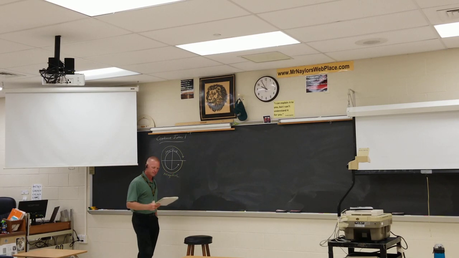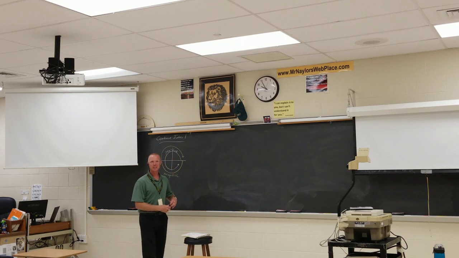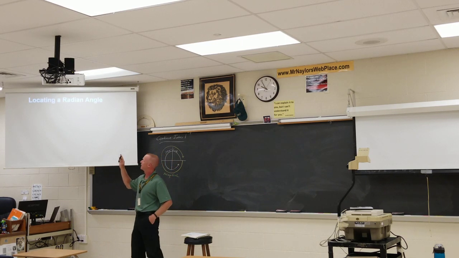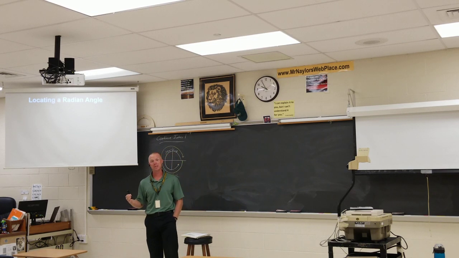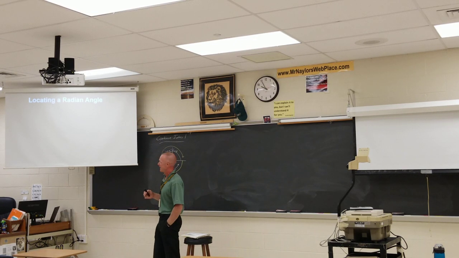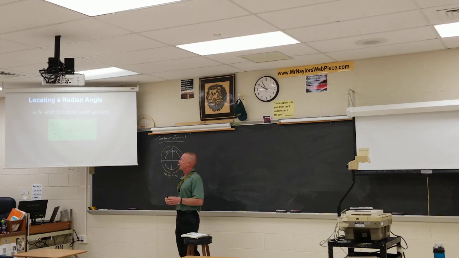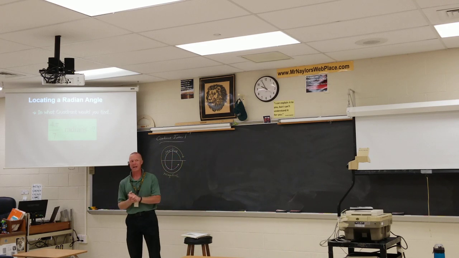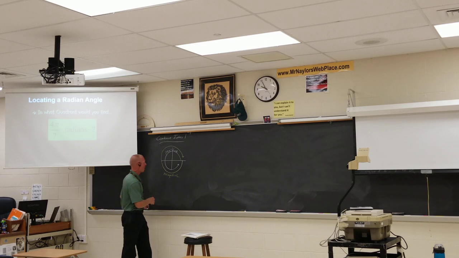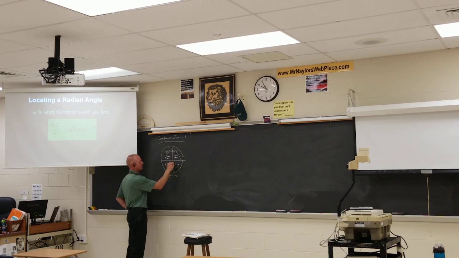Now, let's dig a little deeper into radians. In fact, let's start to talk about how to locate a radian. What I'm really referring to is how to locate a new radian angle. And so we come up with this kind of question. In what quadrant would you find 4 pi over 7 radians? In what quadrant? Quadrant 1, 2, quadrant 3, or quadrant 4?